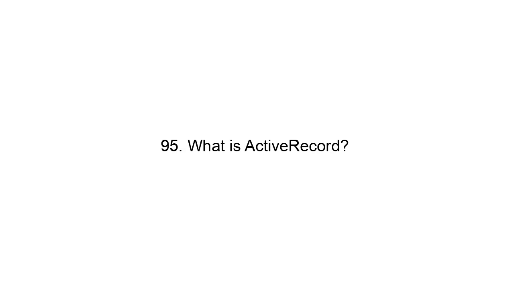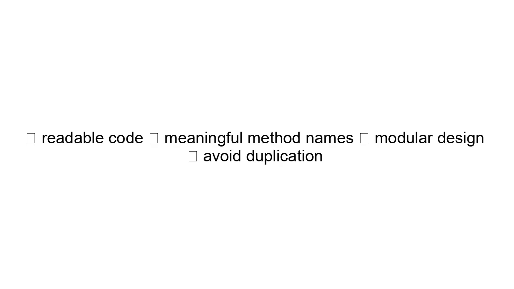95. What is Active Record? ORM used in Ruby on Rails. 96. What are Ruby best practices? Check readable code. Check meaningful method names. Check modular design. Check avoid duplication.